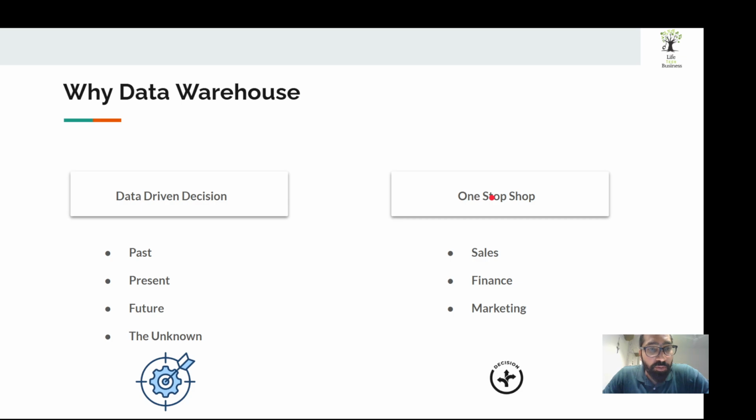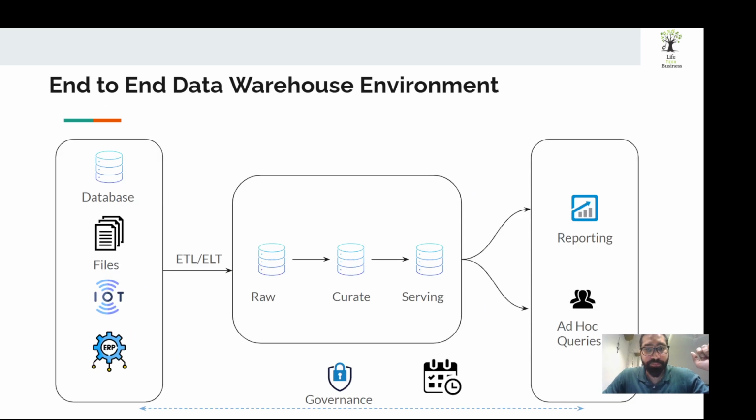Then one-stop shop. As it is a consolidated place, we have all the data from different departments. We can integrate those. All my decision making will not rely on reaching individually to the different source systems. I will have all the sales data, marketing data, and finance data in one place. So it becomes a one-stop shop for the different assets in the organization.